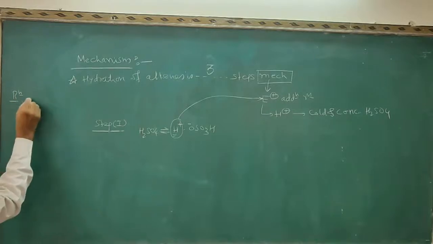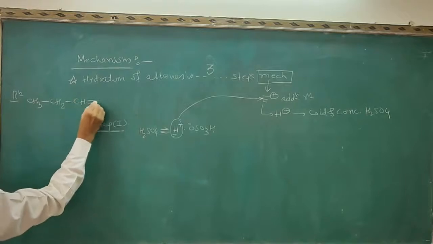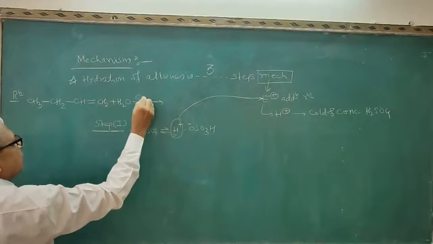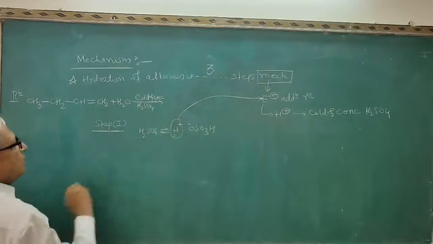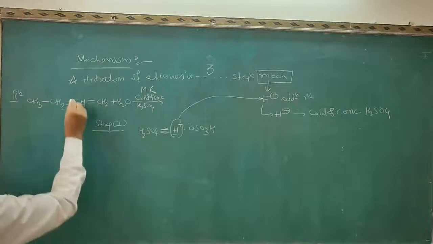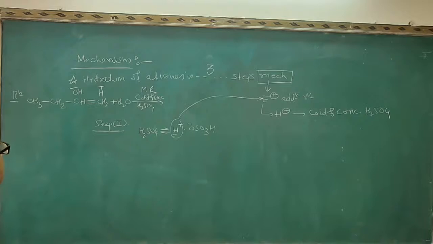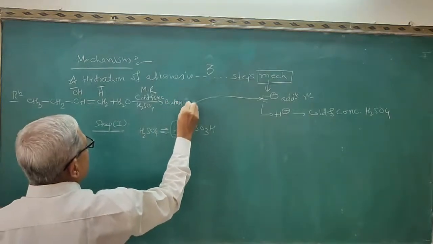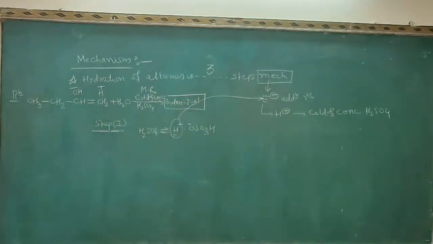See the reaction here: CH3CH2CH=CH2 plus H2O in presence of cold and concentrated H2SO4. So the product will be, here you have to use the Markovnikov rule. The negative part of the reagent will go here and H plus will go here. So you will get this answer here, butan-2-ol. I will explain here how you will get butan-2-ol.